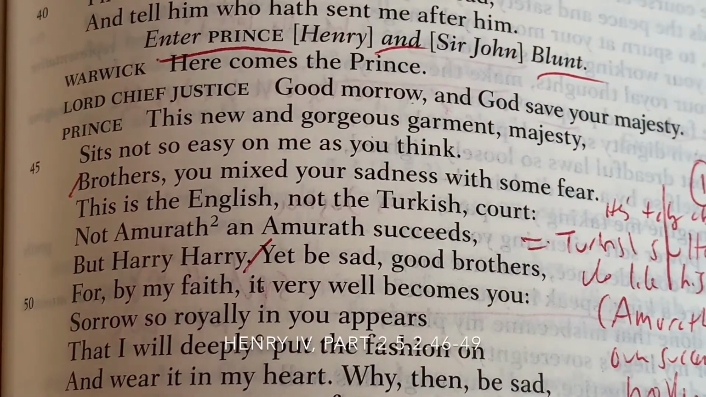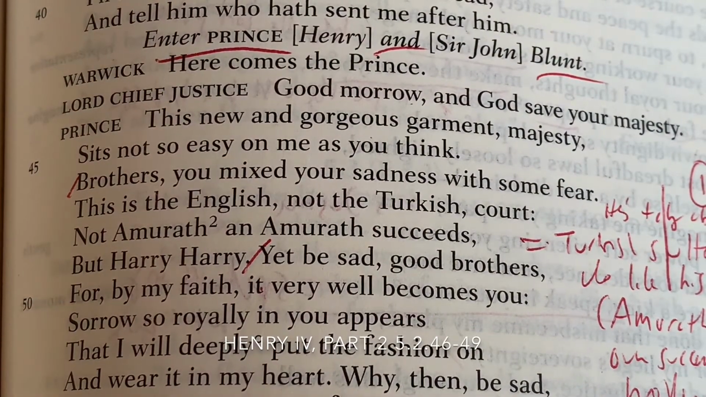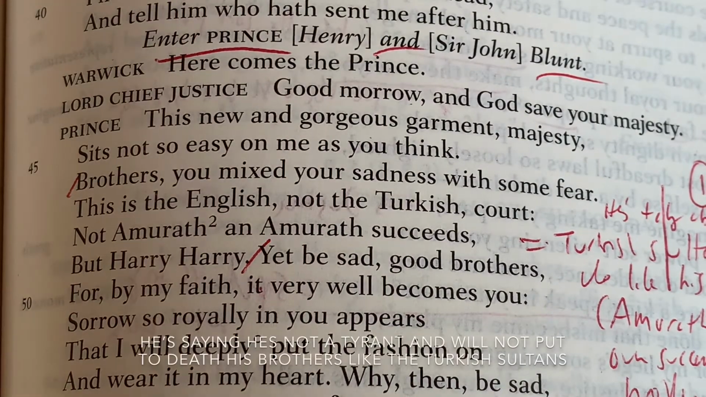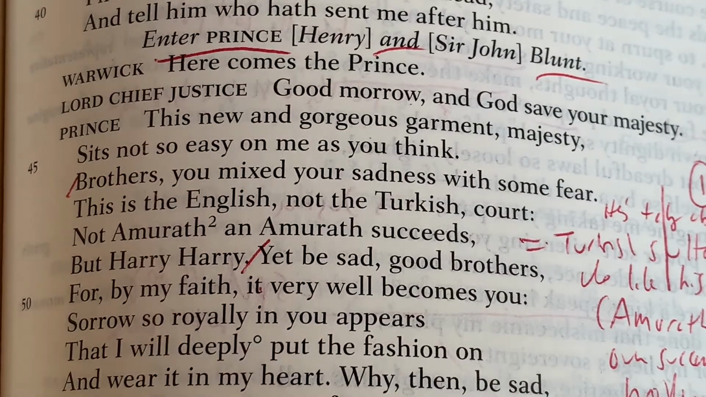Brothers, you mix your sadness with some fear. This is the English, not the Turkish court. Not Amurath and Amurath succeeds, but Harry.